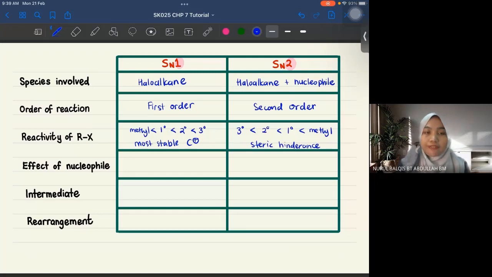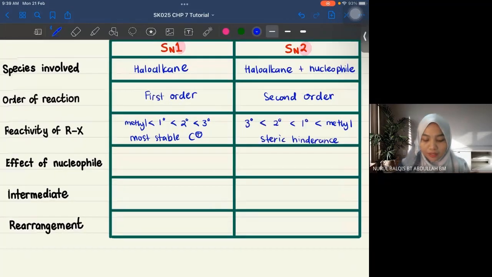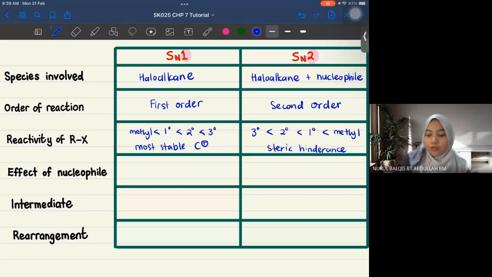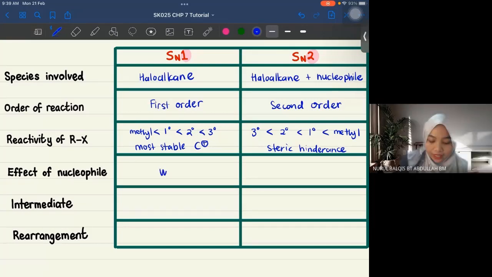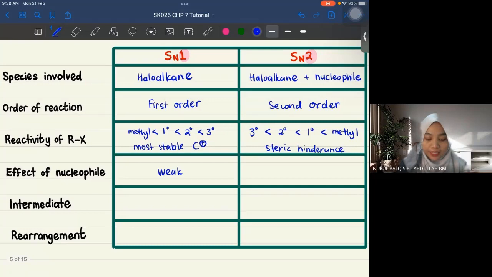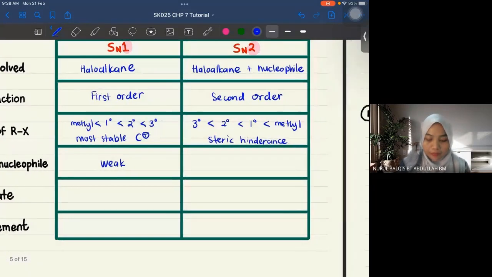Okay, what about the effect of nucleophile? Okay, the effect of nucleophile ni maksudnya whether you need strong or weak nucleophile. As for SN1, dia akan favor weak or strong nucleophile to be used? Weak. Tahu weaker strength nucleophile akan favor SN1. Okay, and then SN2 pula?